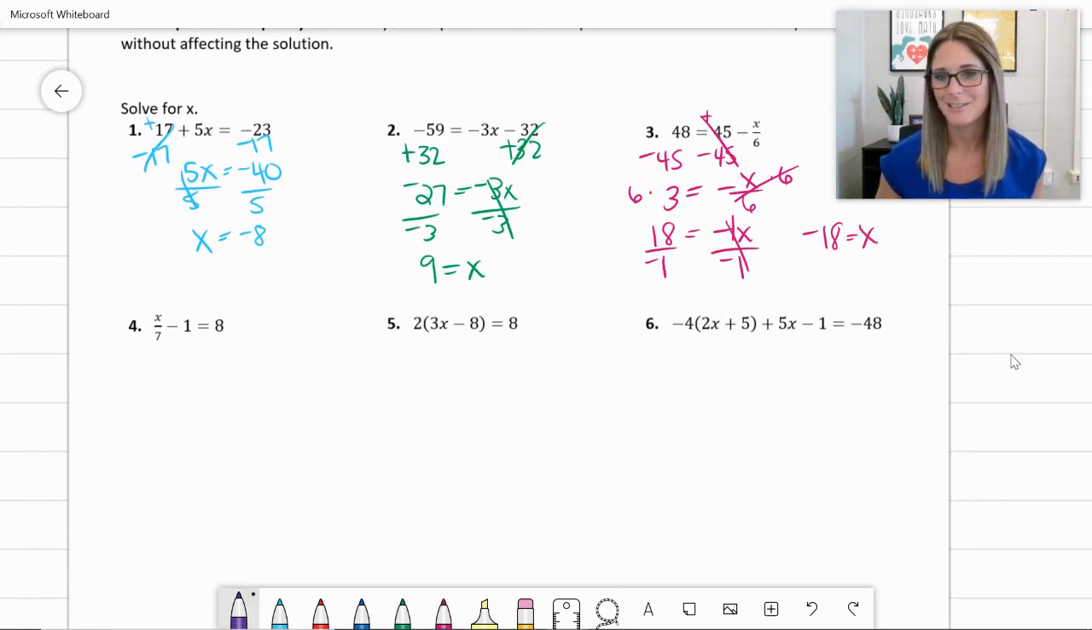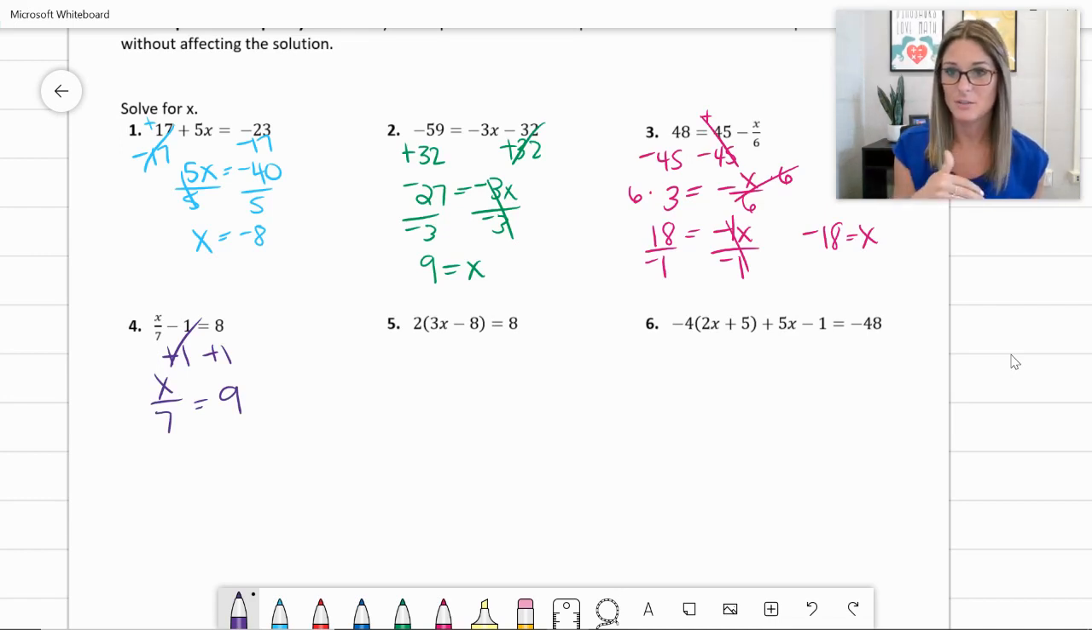Okay, number 4, not so scary. Working closer to x, I've got minus 1. Add 1 to both sides. 8 plus 1 makes 9. Get rid of the division that's going on with x by using multiplication. So I want to multiply both sides by 7. 9 times 7 is 63.